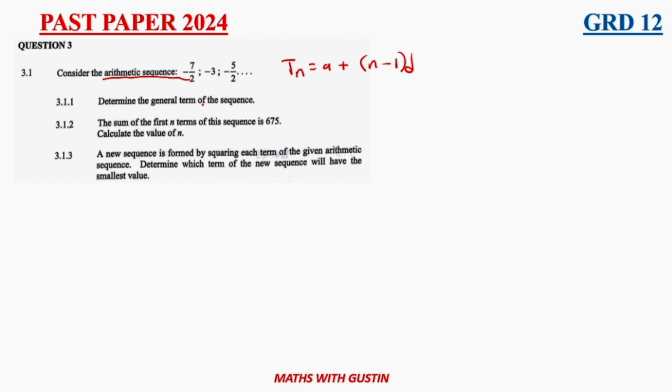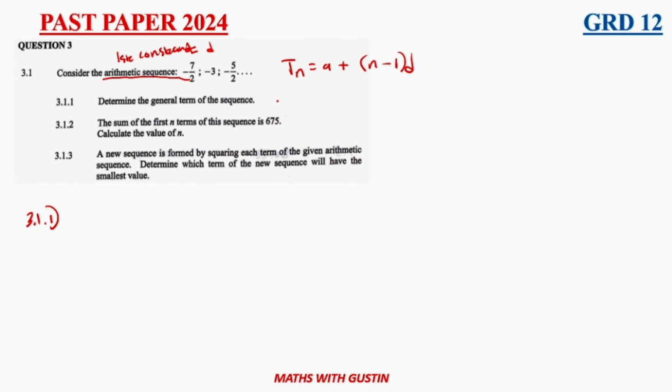All right, 3.1.1. What is the general term of the sequence? An arithmetic sequence is the one that has got one constant difference. It is only the first constant difference, this one. So it's totally different from the quadratic one. So let's come here.